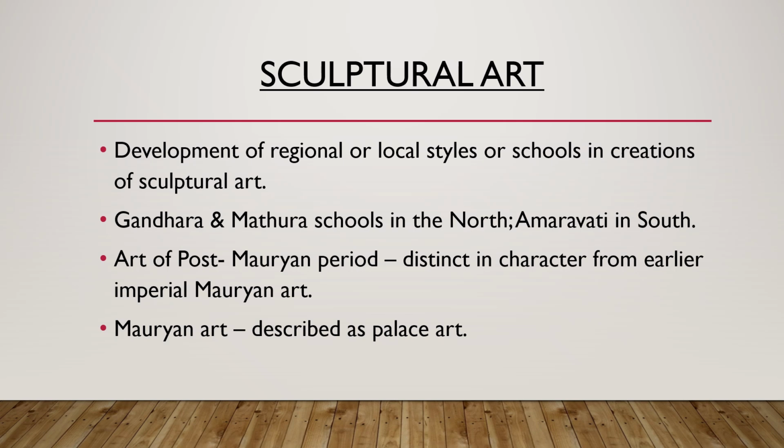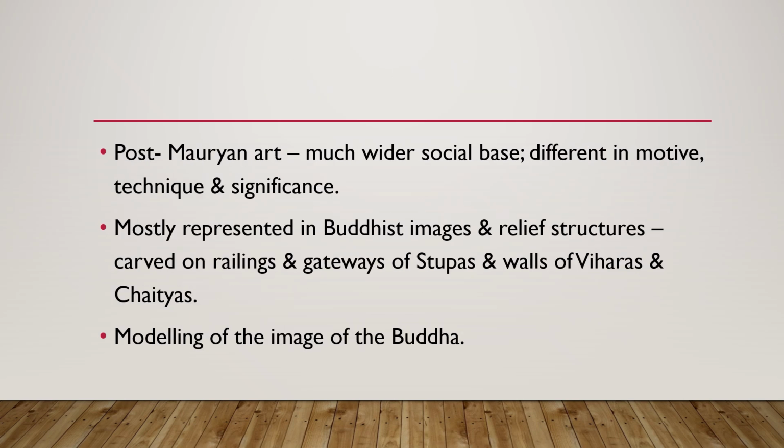In general, the art of the post Mauryan period was distinct in character from earlier imperial Mauryan art. Mauryan art has been described as palace art, but the post Mauryan art had a much wider social base, and it was also different in motive, technique, and significance. The art of this period is mostly represented in Buddhist images and relief structures carved on railings and gateways of the stupas, and also on the walls of viharas and chaityas.